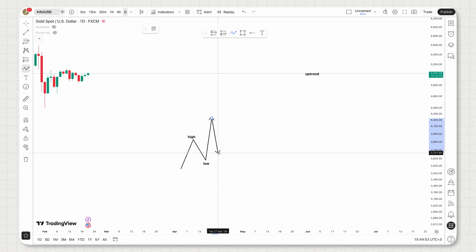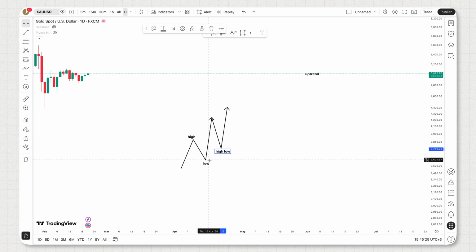When we're coming back down, as long as this new low that is being formed doesn't break the previous low right here, as long as it doesn't go past this. So let's say it comes back down, it creates something like this, then it goes back up, yeah? This is going to be a higher low. Okay, why is it a higher low? It's a higher low because this low is higher than this one.